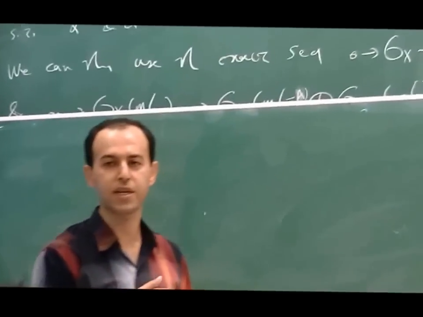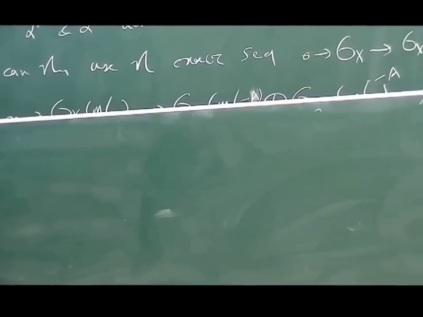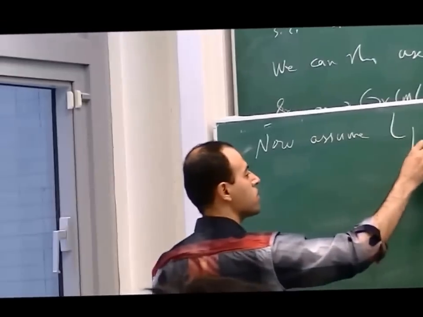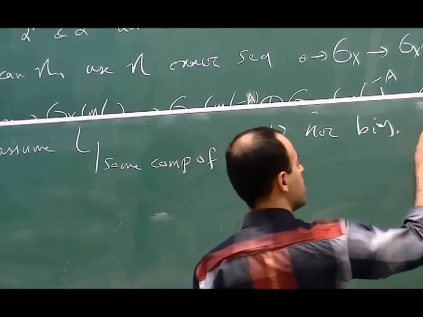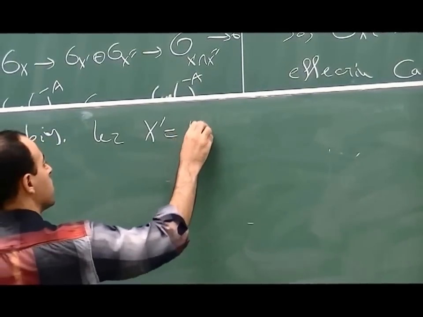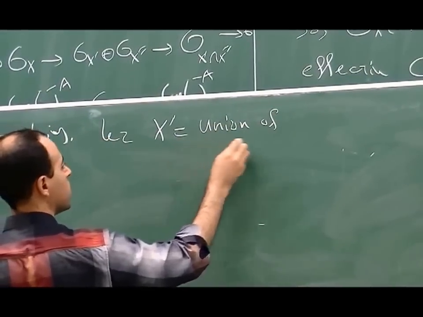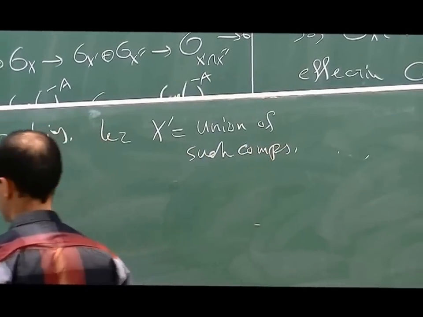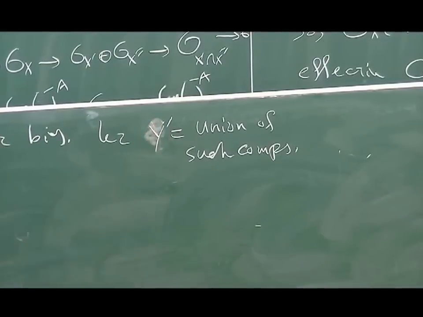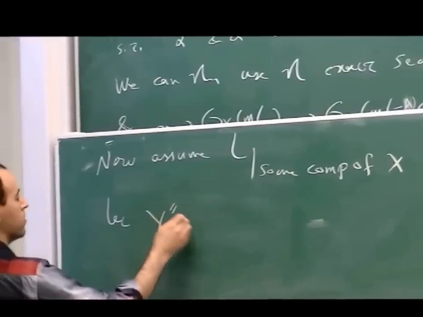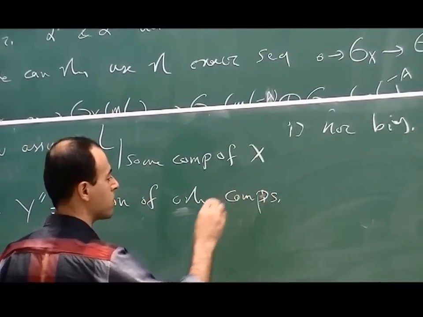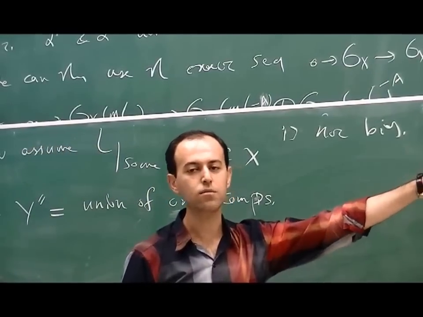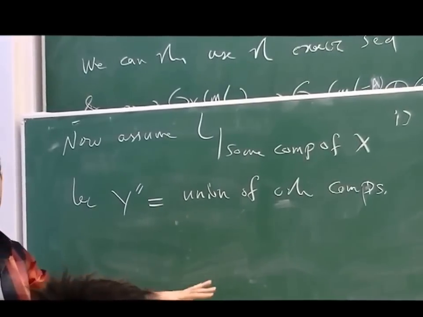Okay, so let's look at the rest of the proof. So essentially, I proved the theorem when L restricted to every component is big. But we still have one case left. So now assume L restricted to some component of X is not big. Now let X prime be the union of all such components. And as usual, well, let me change the notation. Let's call this Y prime, and let's take Y double prime to be the rest of the components. So in other words, if I restrict L to any component of Y prime, it is not big. If I restrict L to any component of Y double prime, it is big.